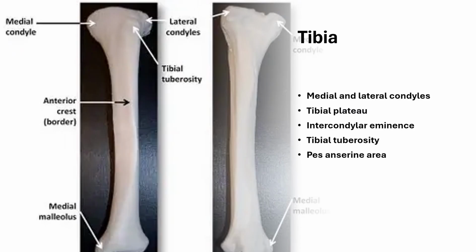So let's have a look at the tibia. We have the medial and lateral condyles that articulate with the femur. We have the tibial plateaus, which is the weight-bearing surface of the tibia. We have the intercondylar eminence, which is the attachment site for ACL and PCL. We have the tibial tuberosity, which is the insertion point of the patellar ligament. We have the pes anserinus area, which is the insertion for sartorius, gracilis, and semitendinosus.